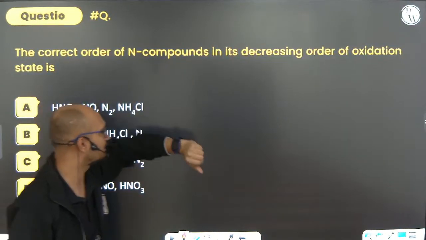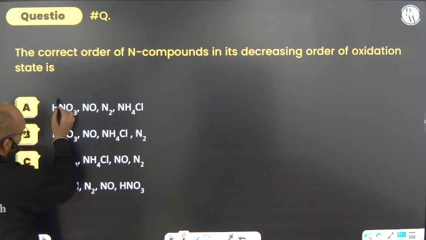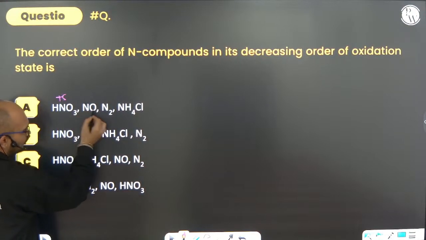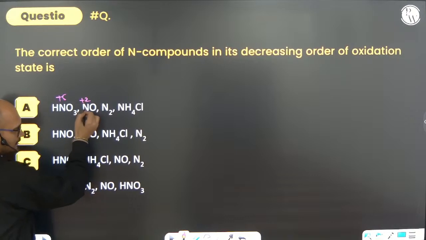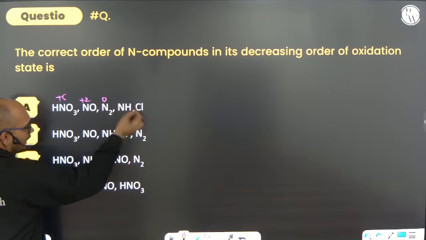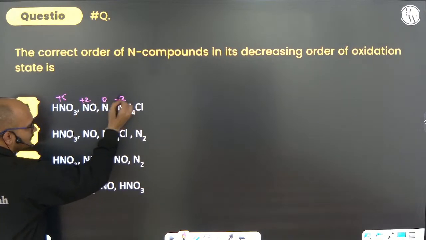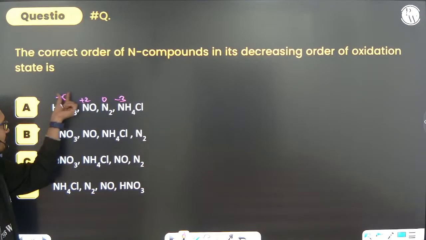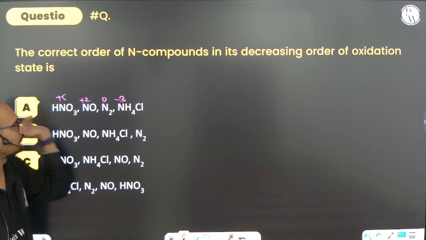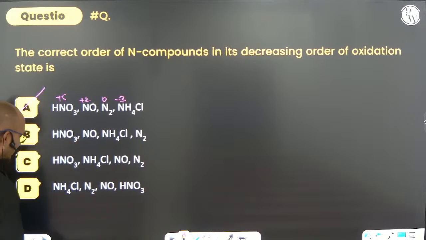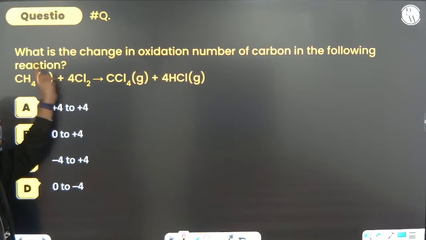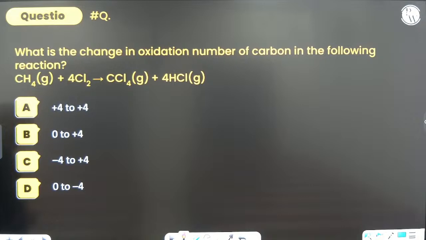Option D is the correct option. Next, the correct order of nitrogen compounds in the decreasing order of the oxidation state is. Can you see that HNO3? I'm writing it down. +5. Nitrogen NO. Oxygen -2. So nitrogen is +2 because it is less electronegative. Nitrogen here is 0. NH4Cl. So here it is -3. Can you see that? +5, +2, 0, -3. Of course, it is decreasing order. So option A is the correct option. You can do it very easily. Next, what is the change in the oxidation number of the carbon in the following reaction?